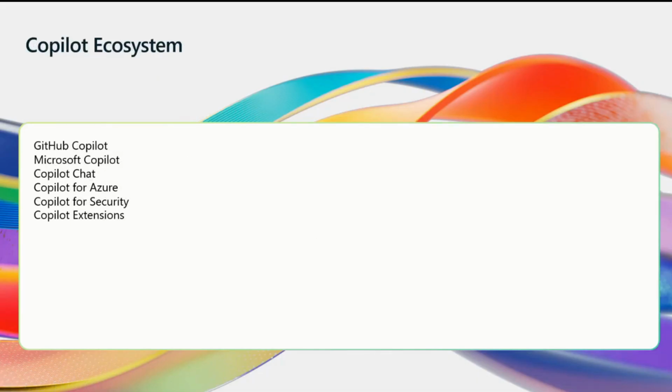Now, so what is the current ecosystem? You have GitHub Copilot, you have Microsoft Copilot. Other than that, Microsoft also provides Copilot Chat. Microsoft Copilot Chat is available as a tool for all Microsoft 365 users. We call it Copilot Chat. If you are using Azure, Azure is a cloud platform from Microsoft. There is Copilot for Azure. There is Copilot for Security. And then there are several Copilot extensions.